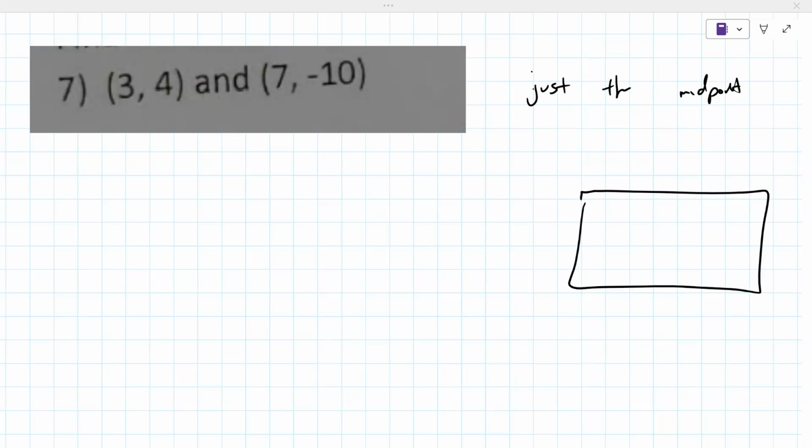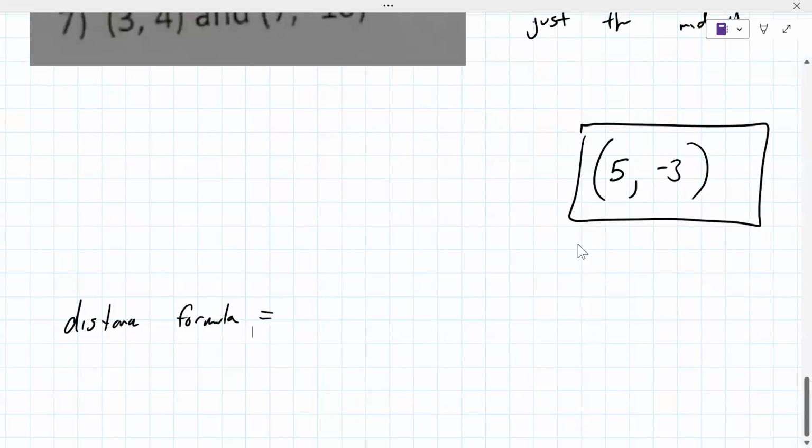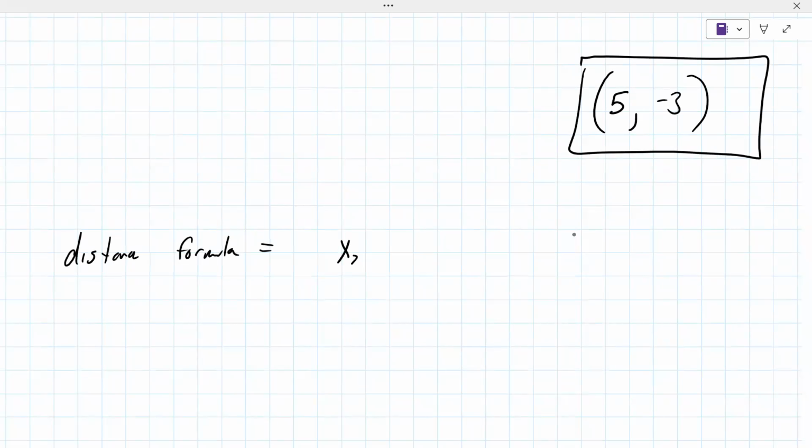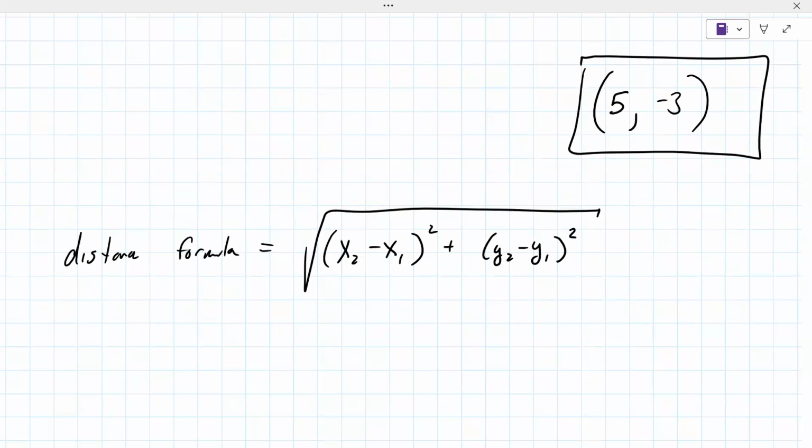Wait, would it be 5 negative, with your second number, -3? Yes, very good. Okay, so that's the easier one. Do you remember the distance formula? No. So the distance formula is x2 minus x1 squared plus y2 minus y1 squared, square rooted.